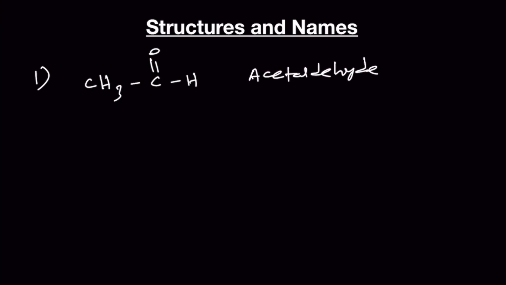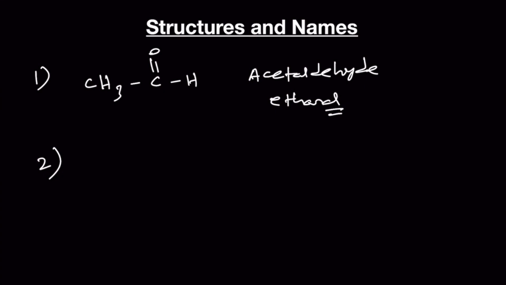Let us look at the structures one by one. We can definitely draw CH3 C double bond O H, popularly known as acetaldehyde, and the IUPAC name is ethanal. We have an aldehyde group, and therefore we have to make sure that it is AL, not OL. If you write OL, then it means something else.